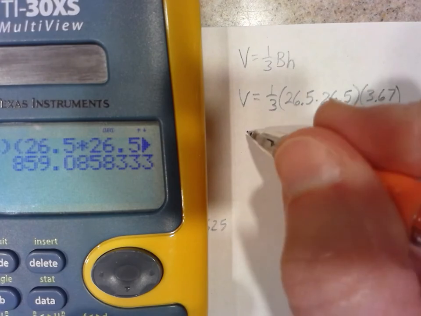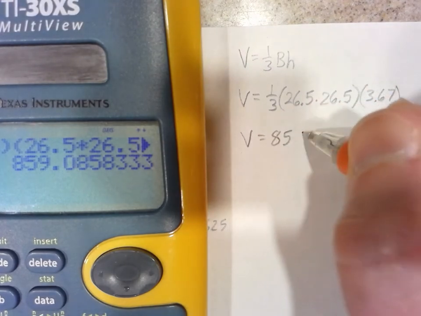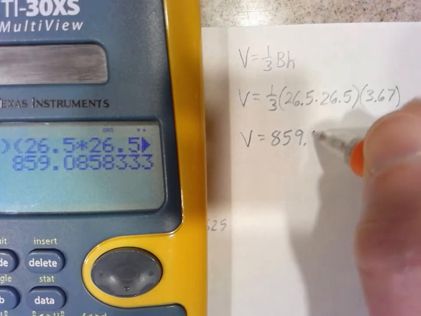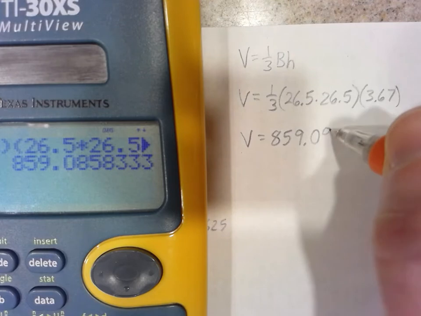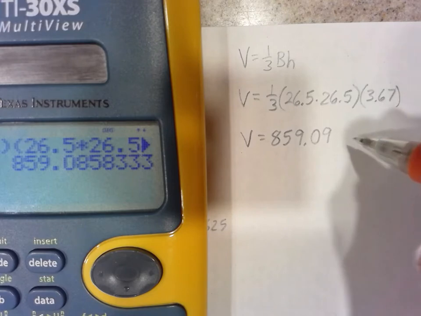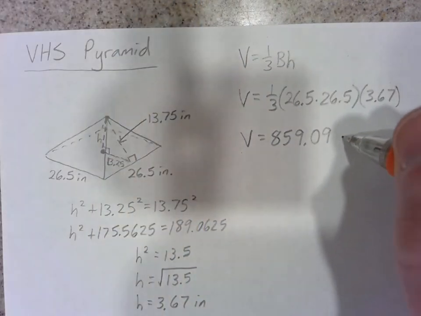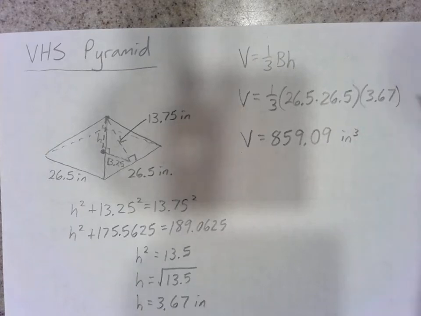And so my volume ends up at 859.085. So the 5 rounds this up to a 9. This was measured in inches, and it's volume, so these are cubic inches.